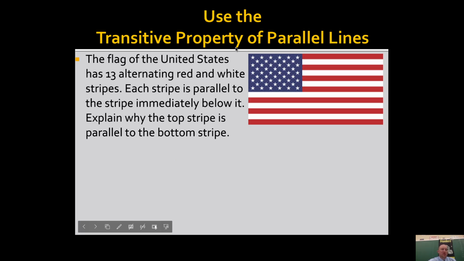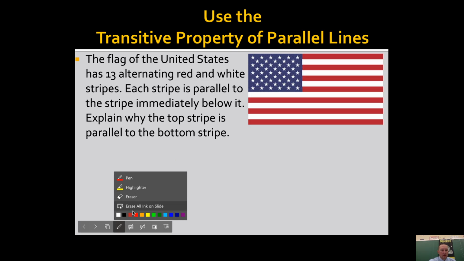So we're going to use that transitive property of parallel lines to do this problem. The flag of the United States has 13 alternating red and white stripes. Each stripe is parallel to the stripe immediately below it. Explain why the top stripe is parallel to the bottom stripe.